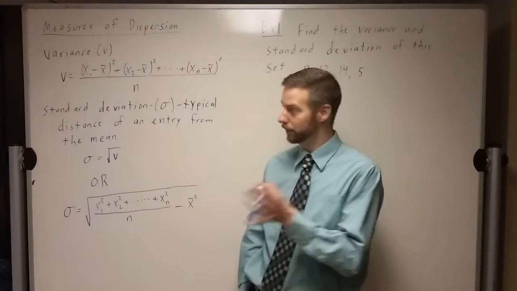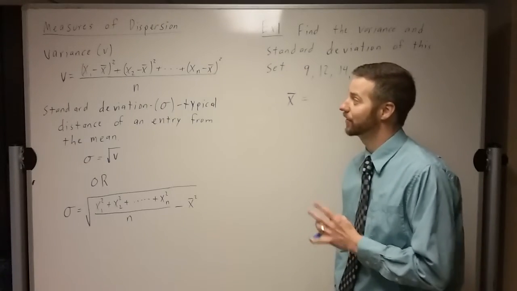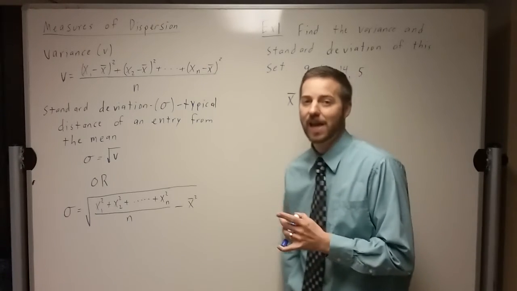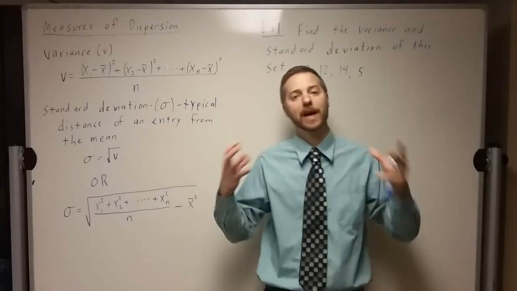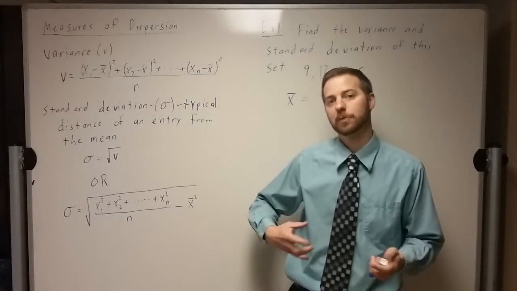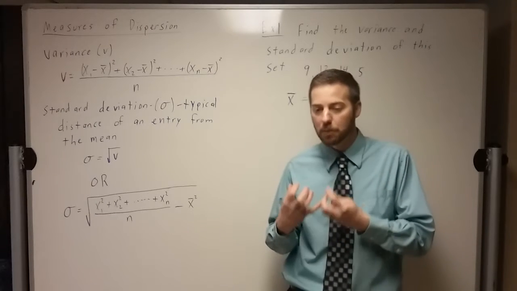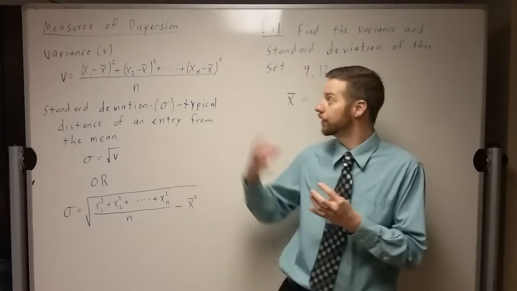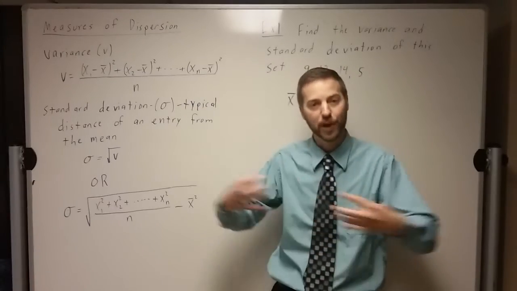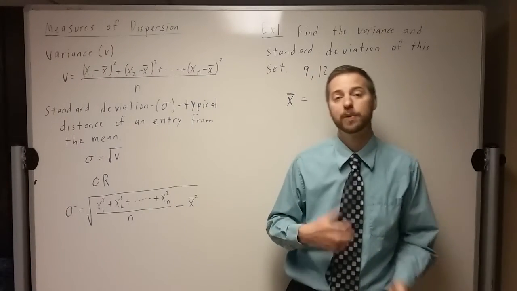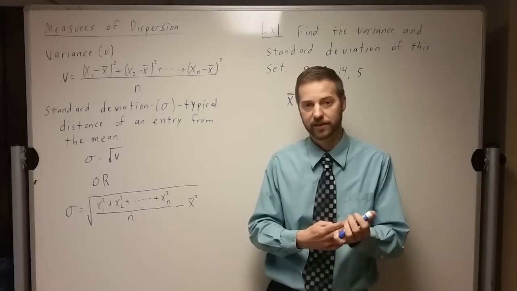So we're going to continue our discussion about stats, but what I want to talk about today is how we measure how spread out the data is. We've already talked about mean, median, and mode, measures of the center of data. But now we're going to talk about a measure of dispersion, meaning how spread out the data is. The two big ones we're going to learn about today are variance and standard deviation.